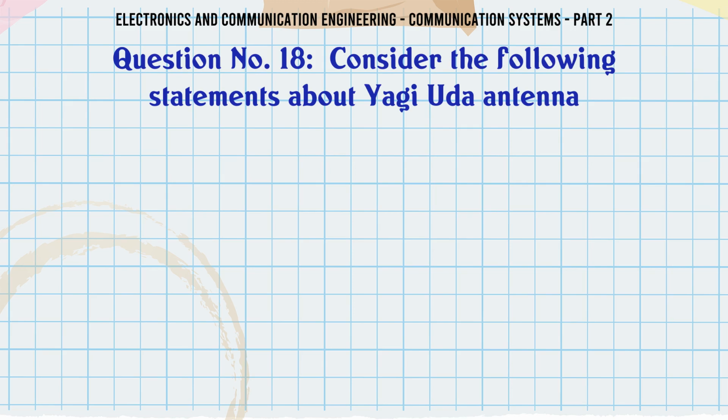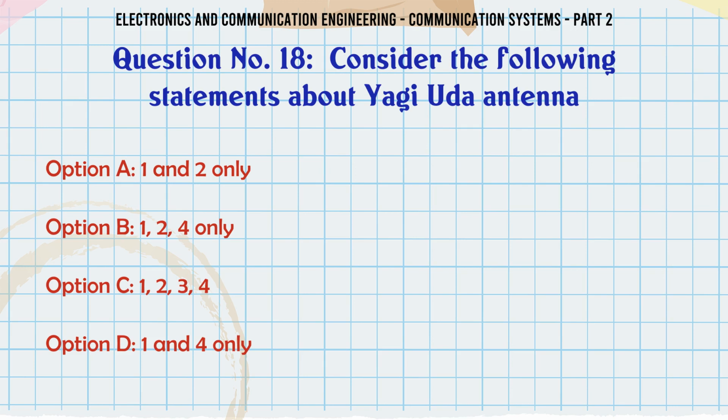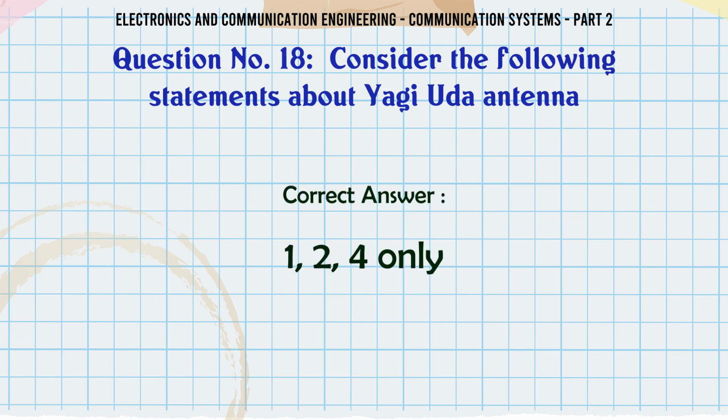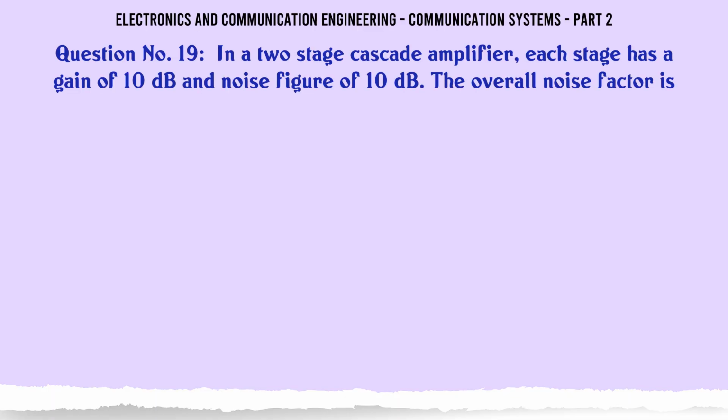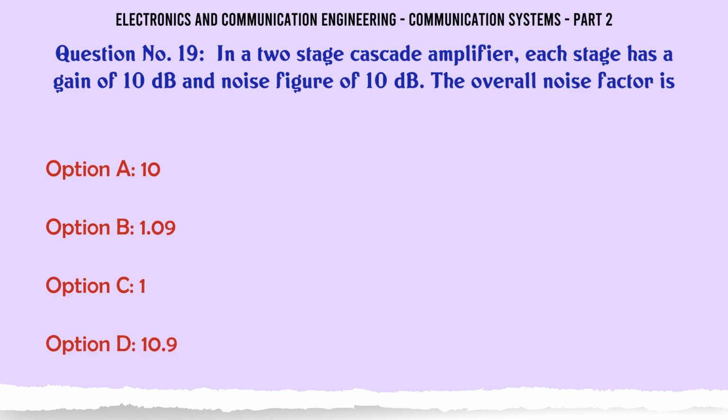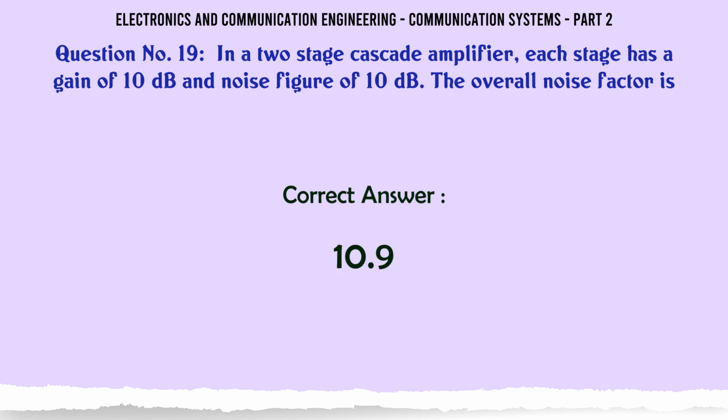Consider the following statements about the Yagi-Uda antenna. A. 1 and 2 only, B. 1, 2, 4 only, C. 1, 2, 3, 4, D. 1 and 4 only. The correct answer is 1, 2, 4 only. In a two-stage cascade amplifier, each stage has a gain of 10 dB and noise figure of 10 dB. The overall noise factor is: A. 10, B. 1.09, C. 1, D. 10.9. The correct answer is 10.9.